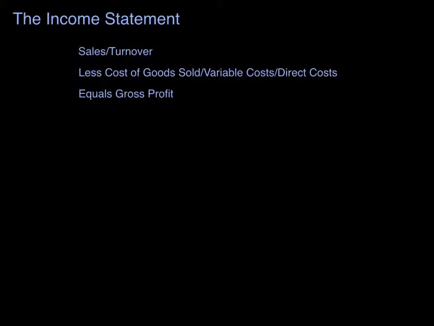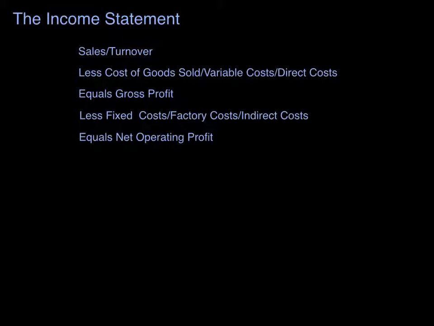Moving on, the company has to meet its fixed costs, also known as factory costs or indirect costs, such as salaries, rent, utilities, and all expenditure that does not correlate directly to sales. Deducting fixed costs from gross profit gives net operating profit.